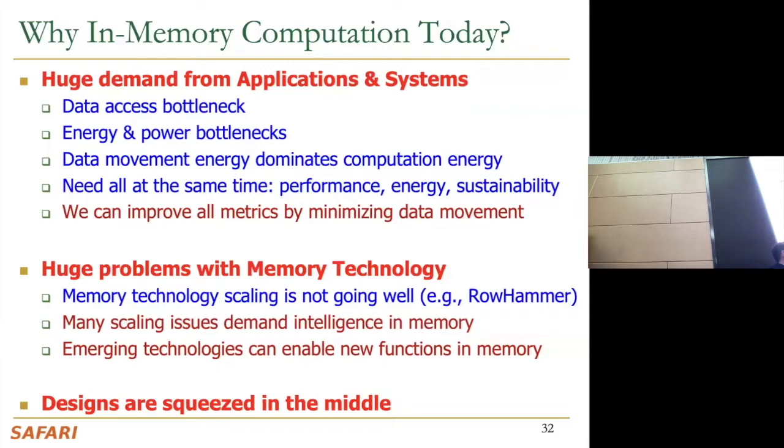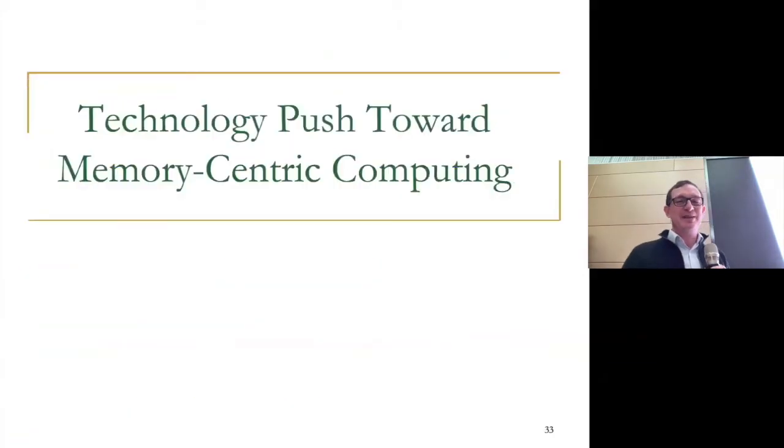And there are emerging technologies that are also quite interesting, and these can enable new functions in memory, for example, like 3D stacking technologies or emerging crossbar type of technologies. So I think technology and computation interplay is going to be very interesting. But basically today, in my opinion, we have nowhere else to escape. Applications and systems are pushing us to do something different. Technology scaling issues are pulling us to something different. We're kind of squeezed in the middle. That's why I think in-memory computing is happening right now, and it's going to happen more and more. Any questions before I jump into the technology scaling push?